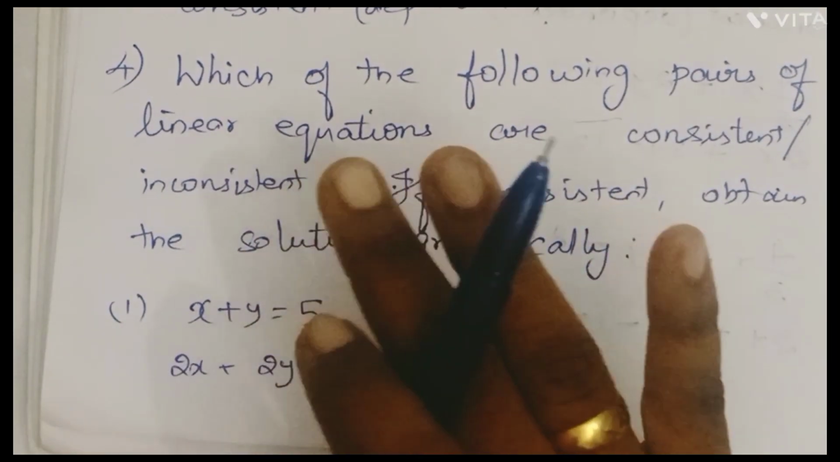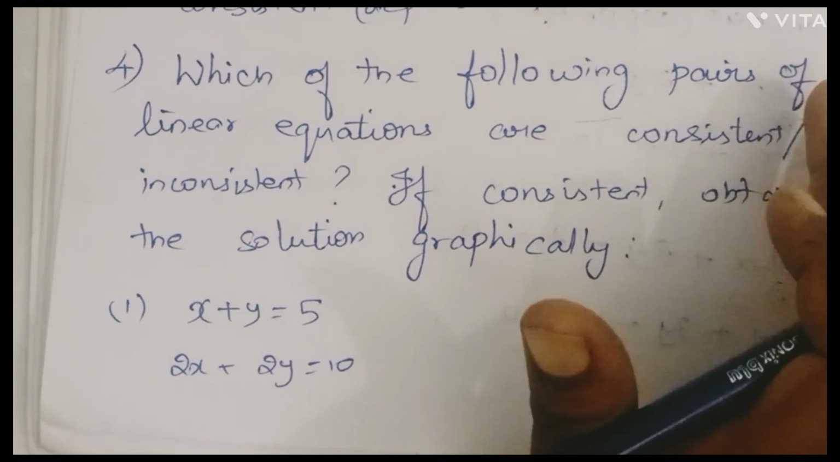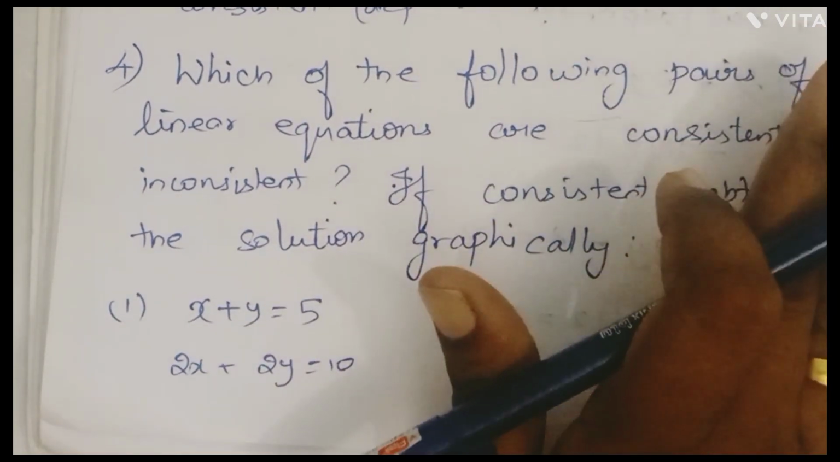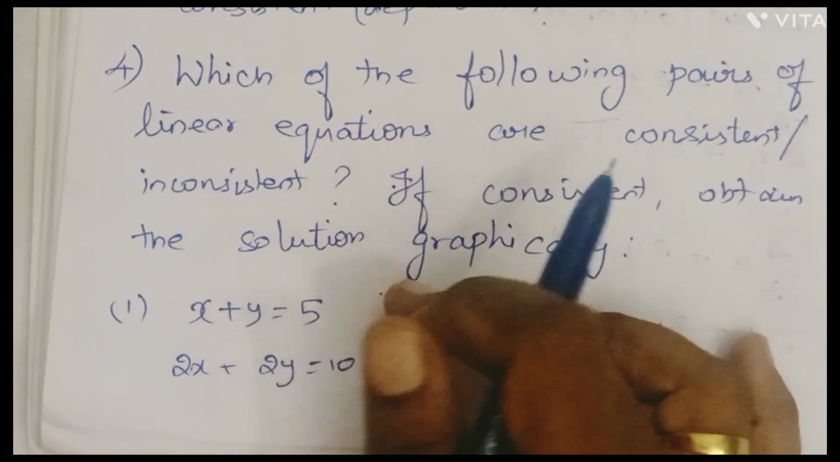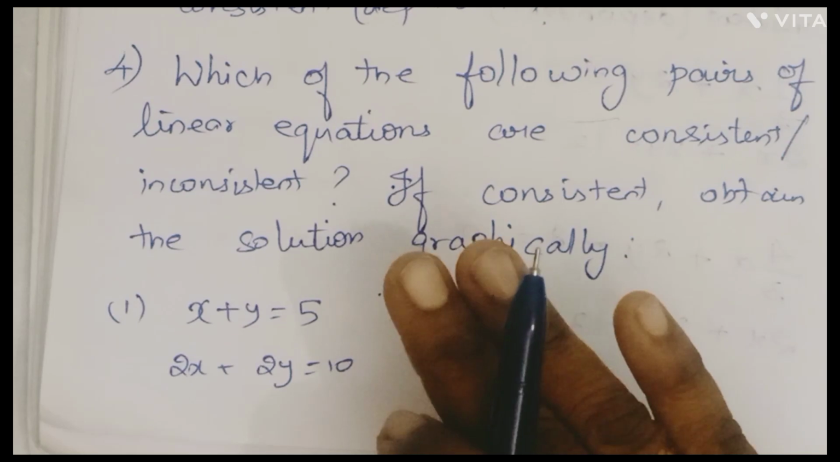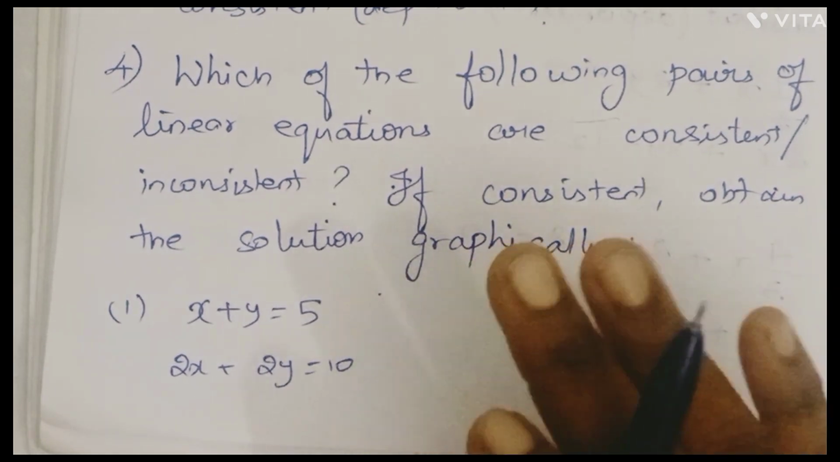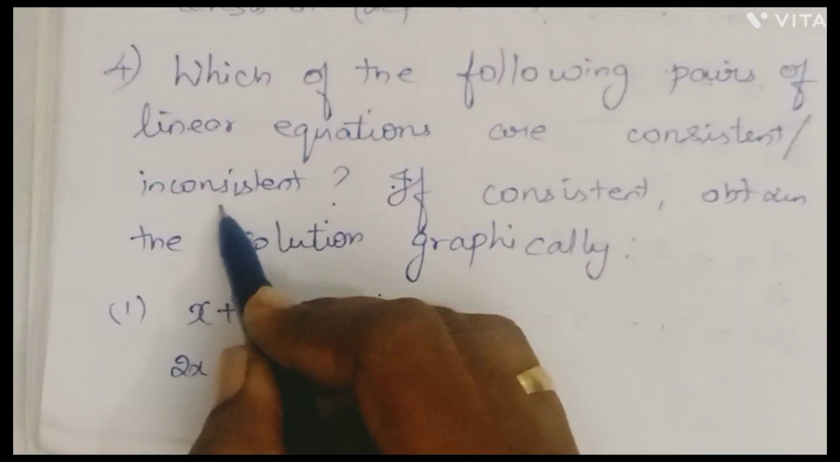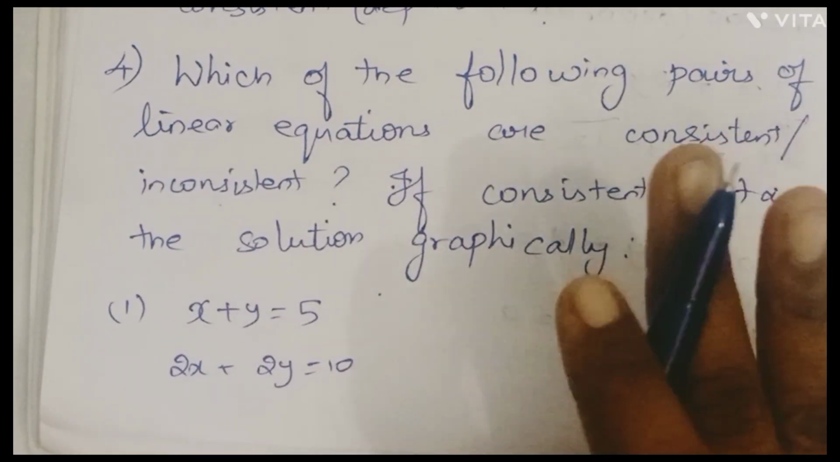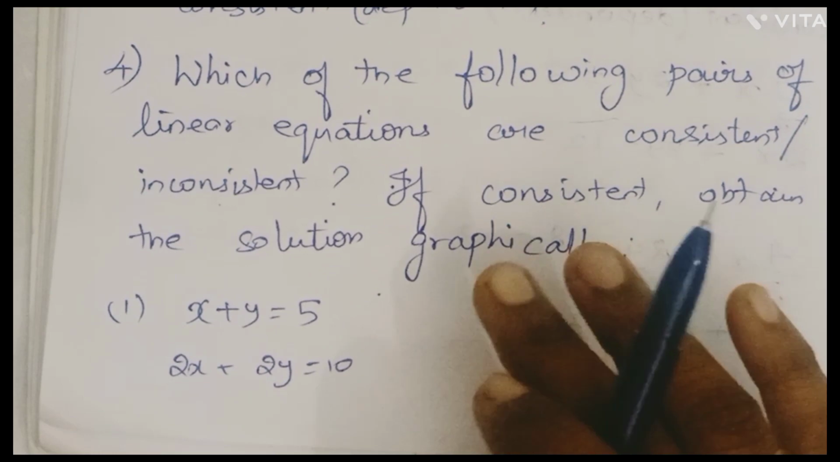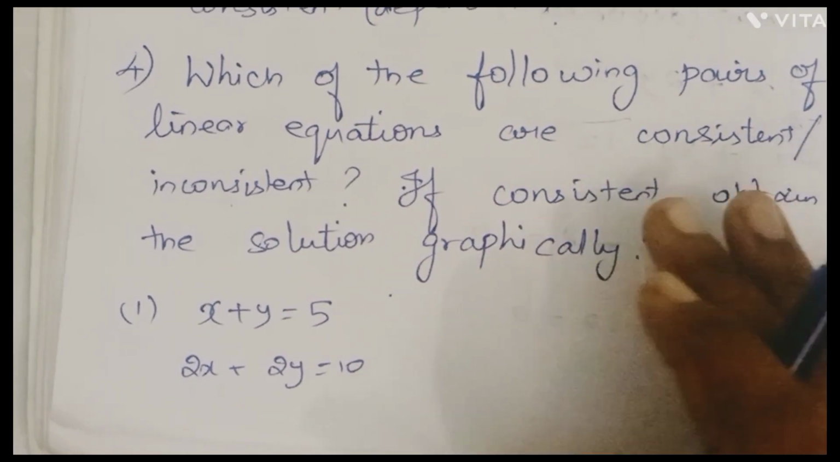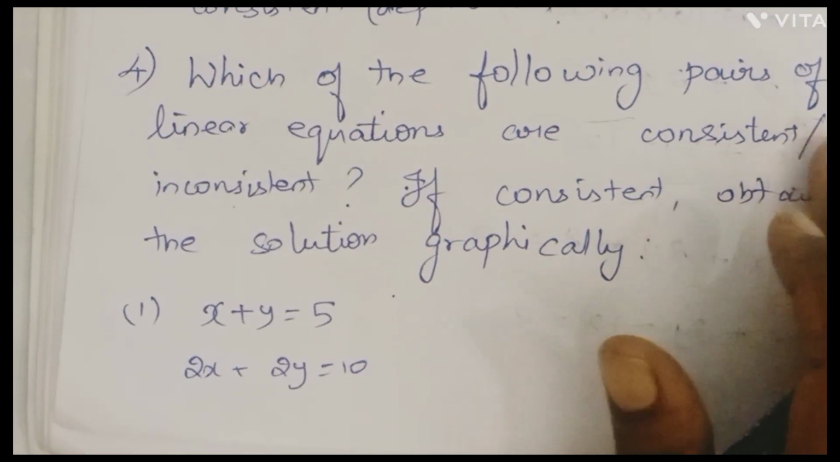We have to find out whether it is consistent or inconsistent. And if it is consistent, then we have to show its solution graphically. Okay, so if it is consistent, we have to show the solution graphically. If it is inconsistent, there is no need to show it graphically. Only if it is consistent do we show it graphically. If it is not consistent, we don't need to use a graph.